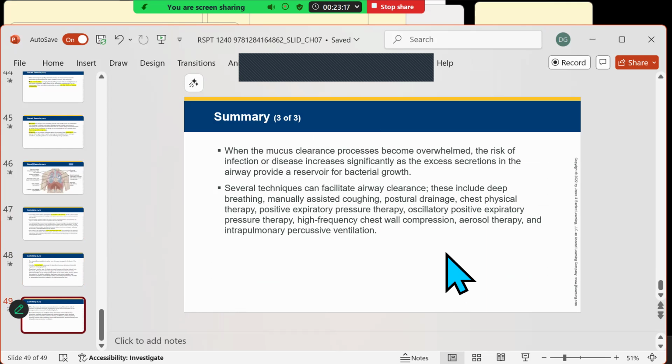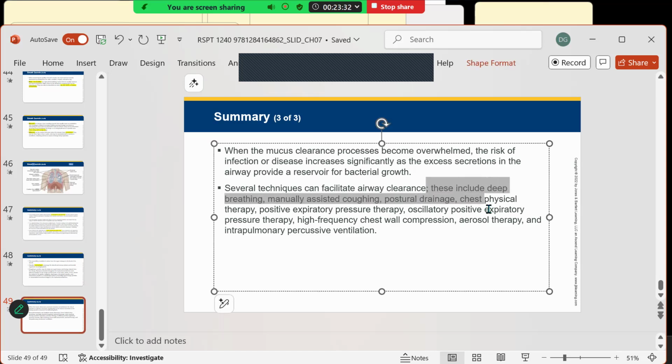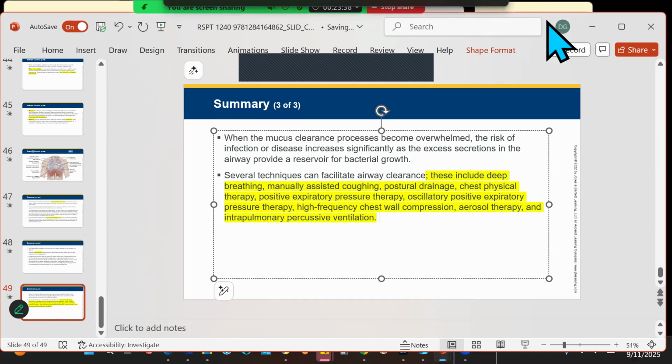It's amazing. When the mucus clearing system gets overwhelmed, secretions build up. That's like cystic fibrosis. Or maybe you're a post-operative patient who's in too much pain to cough very well. And then we use our bag of tricks. And here's the bag of tricks right there. Everything we just mentioned, I won't read them to you again. So that concludes chapter 6.